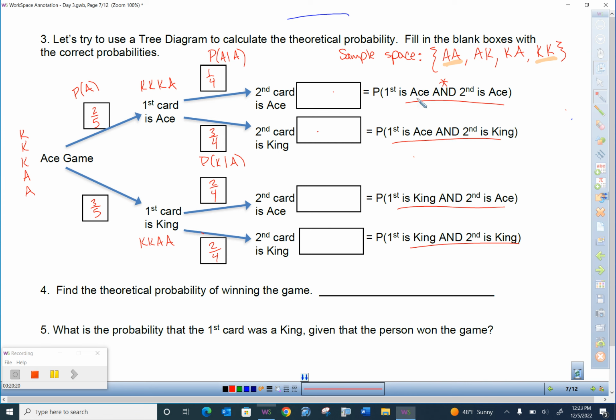But "and" for us is going to mean multiply, just like "or" meant add. And so our ace, the first one was 2/5, and the second one was conditional, but it was 1/4. And that gives me 1/10. I can do the same thing here, just following along. 2/5 then went to 3/4, so 2/5 times 3/4, and that's 3/10. Last little branch here, 3/5 times 2/4, which is 3/10, and 3/5 times 2/4 again.